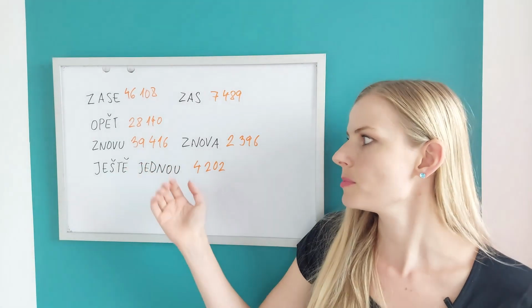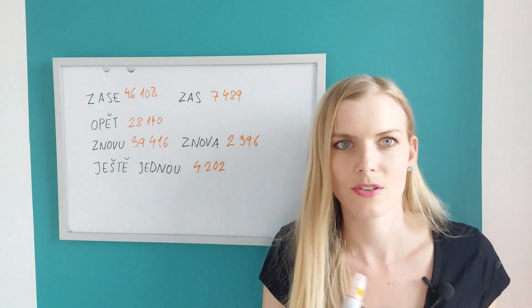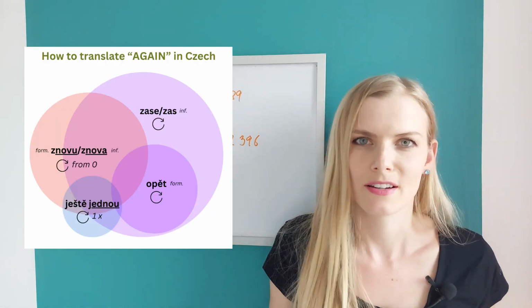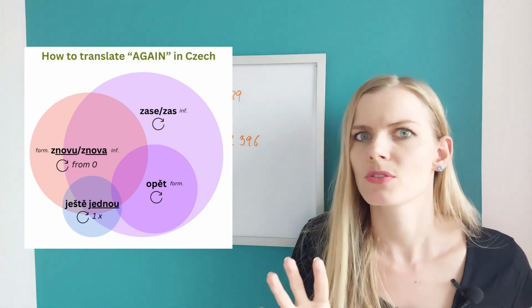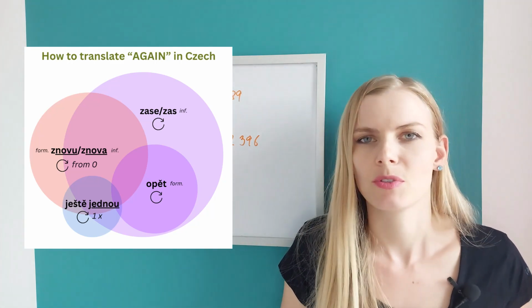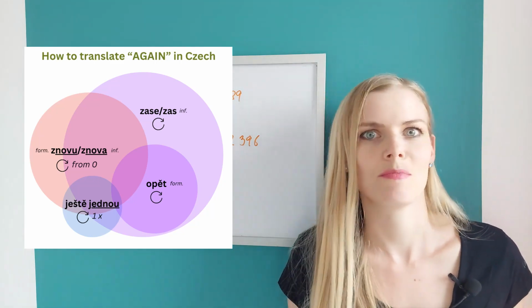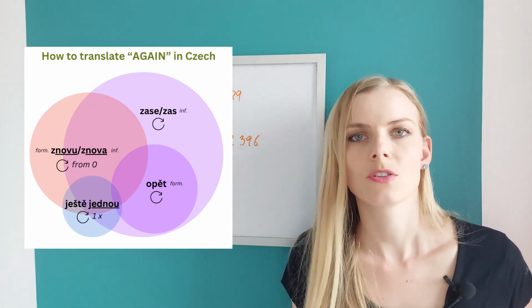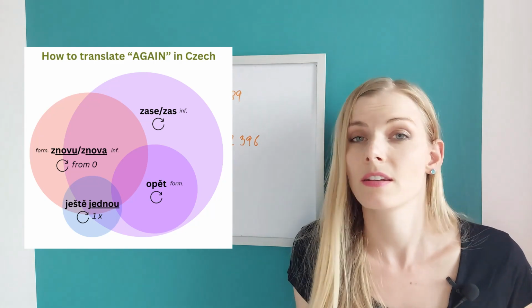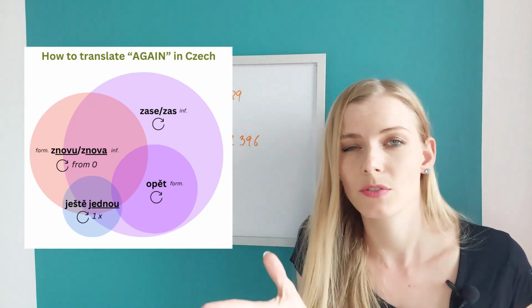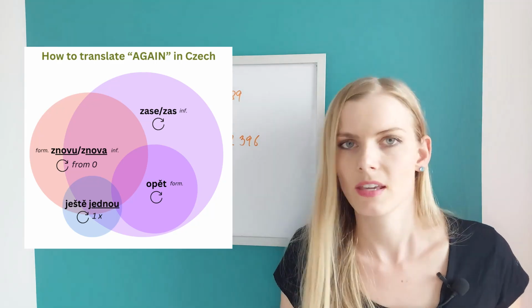So based on these numbers and the example sentences, I tried to make this Venn diagram. This is my own point of view with the data that I got from the corpus, but I am not a linguist, I am a Czech teacher and I am a native Czech speaker. So when you look at it, there are two words that stand out a little bit. They're a little bit out of the way. Znovu or znova, and ještě jednou.